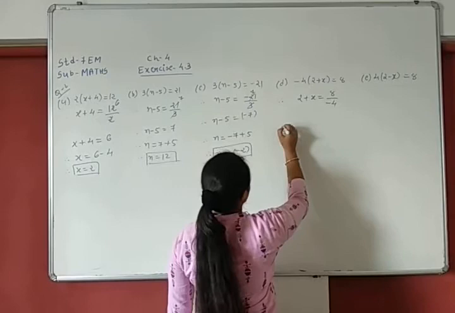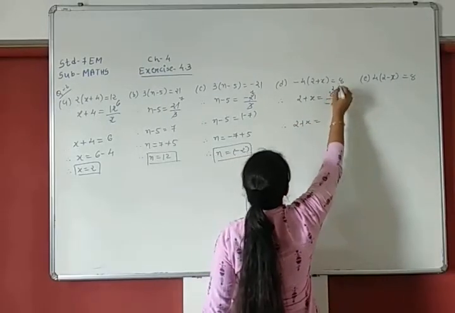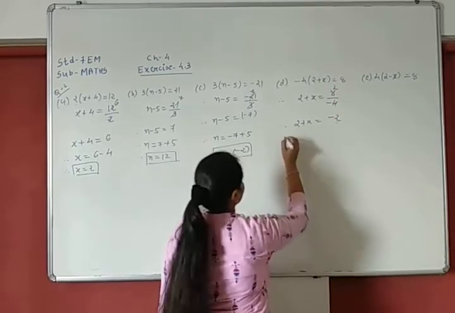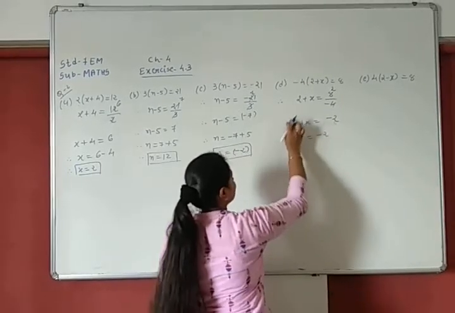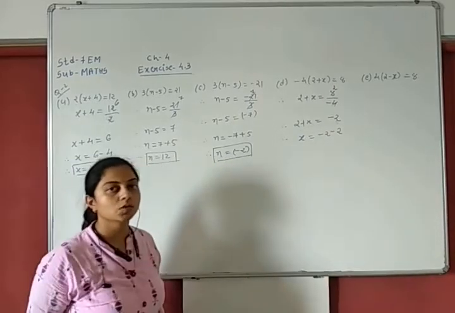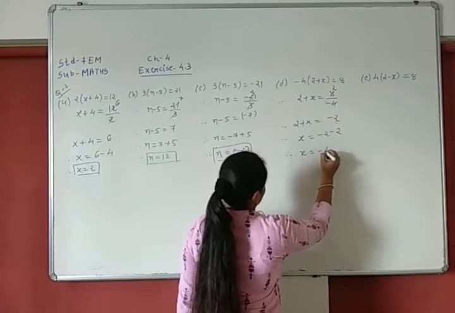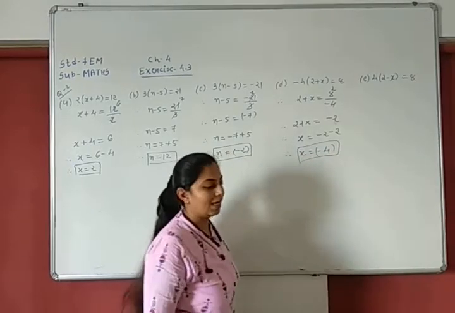So here 2 plus x will be equal to 4 2s are 8. So here what will come? Minus 2. Now x equal to minus 2 and this 2 will go to the right hand side. So 8 પણ કેવું થઈ જશે? minus 2. Now both are minus. So answer will be minus 4. Okay. Now last sum E.